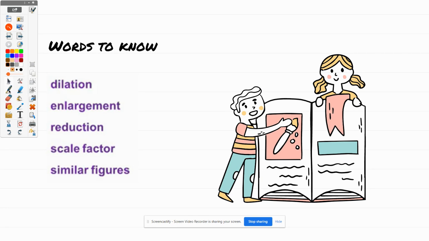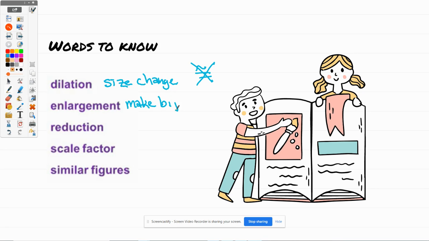These are the words you're going to need to know. A dilation is a size change of a figure, and that's going to be a new one. It's the only one that does not leave us with congruent figures. It is not going to be congruent when you change the size. An enlargement means to make something bigger. A reduction makes something smaller.